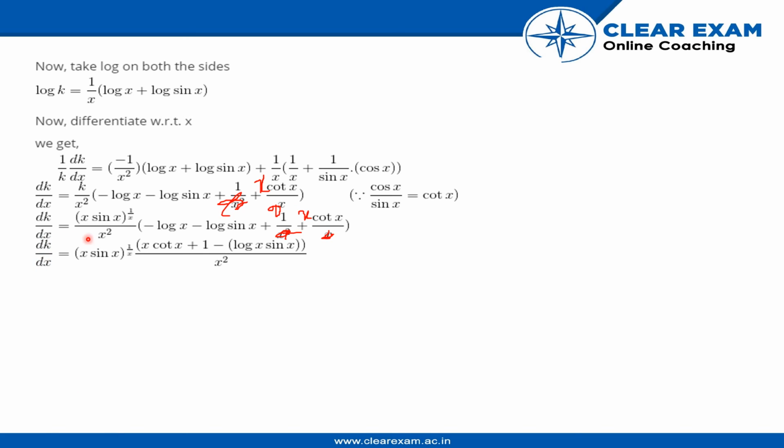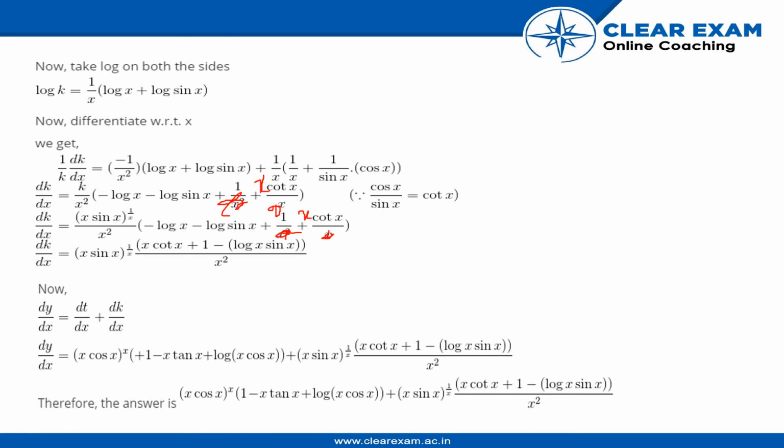Hence, dk/dx equals (x sin x)^(1/x) into (x cot x plus 1 minus log(x sin x)) whole upon x square. Here we have used the property log a plus log b equals log ab.